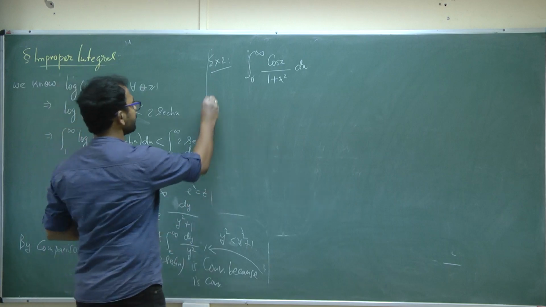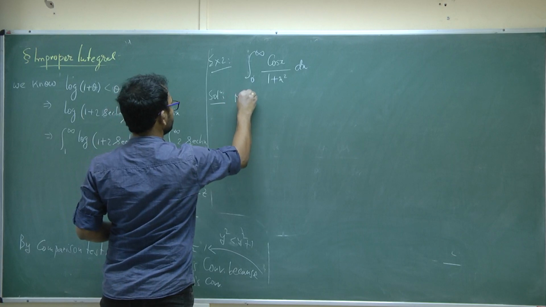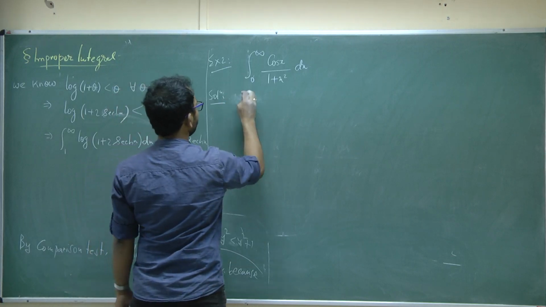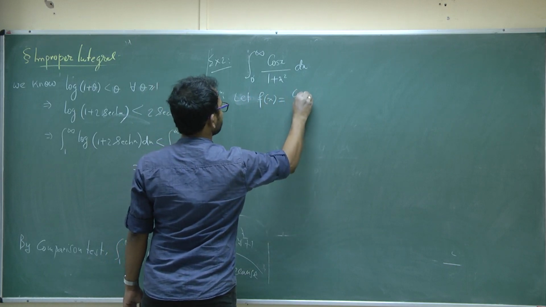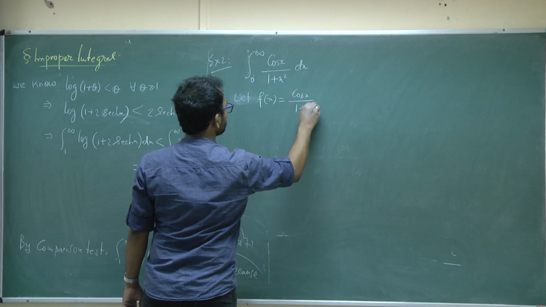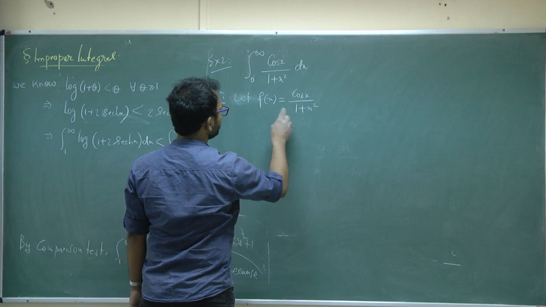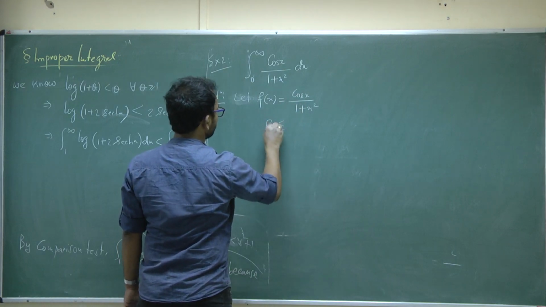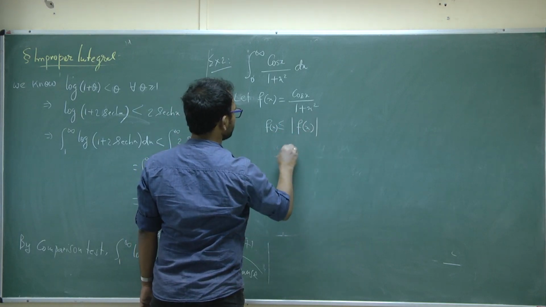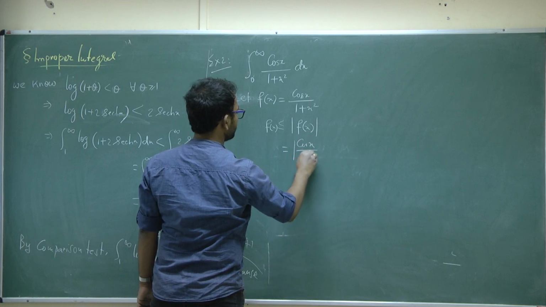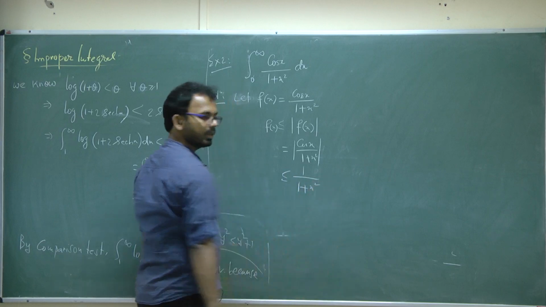Now, solution. Let f of x equals to cos x by 1 plus x square. Obviously cos x is less or equal to 1, so we can write f(x) is less or equal to mod of f(x), which is mod of cos x by 1 plus x square, and this one is less or equal to 1 by 1 plus x square, right.